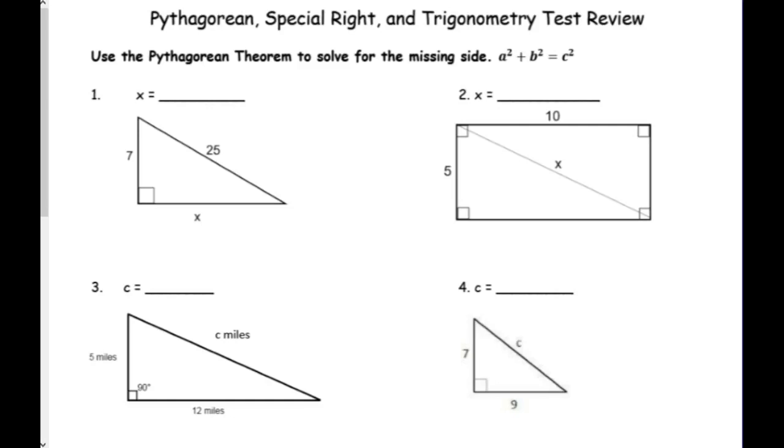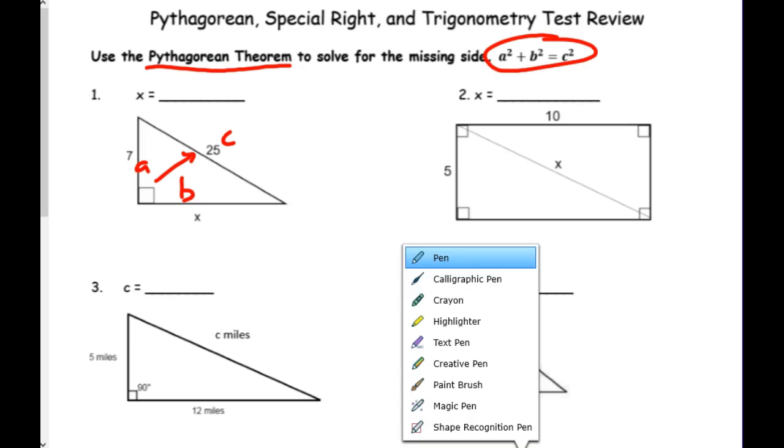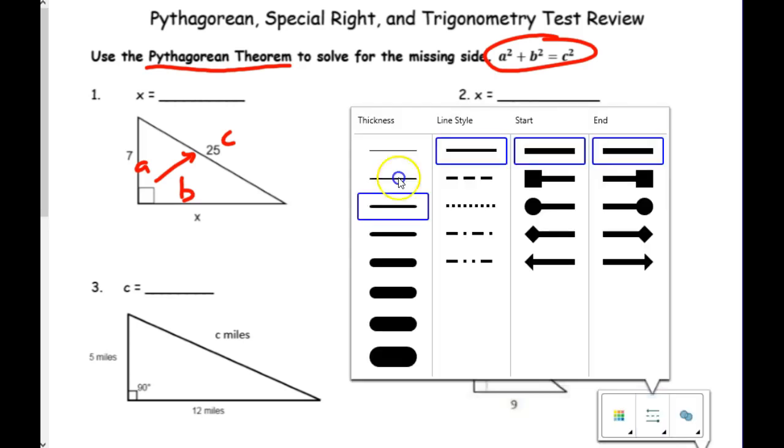On the review, number 1, this whole section says to use the Pythagorean Theorem. Okay, a squared plus b squared equals c squared. Remember, a and b are always next to the right angle. It doesn't matter which one's a or b, but across from the right angle has to be c. Okay, so let's do this.